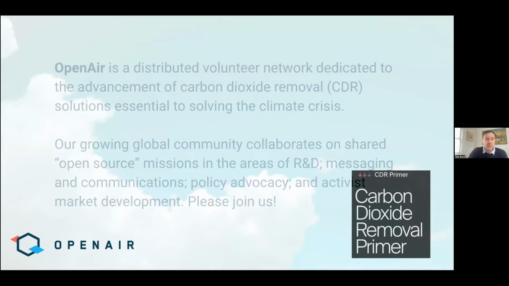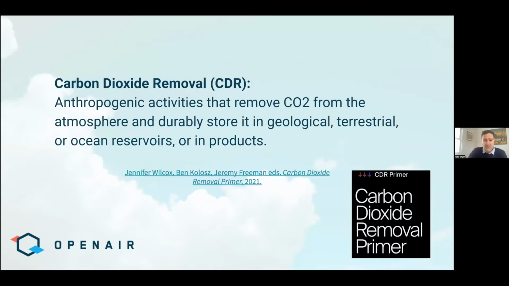Before we get started with the program, we always try to provide a little bit of context definitionally when we talk about carbon removal. This definition here is from the CDR primer, which is a great resource to learn about carbon removal. It's additionally essentially the same definition that the IPCC uses in its reporting. Carbon removal is purposeful human activity to remove CO2 from the atmosphere and durably store it in geological, terrestrial, or ocean reservoirs or in long duration products.